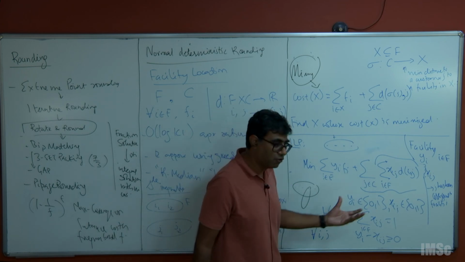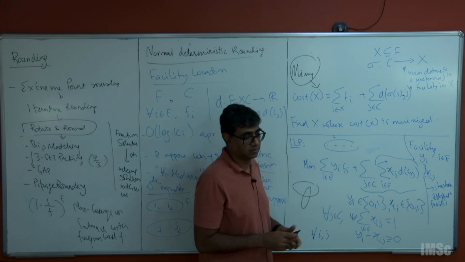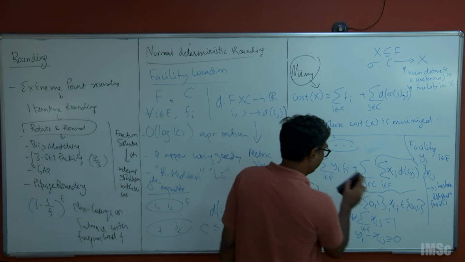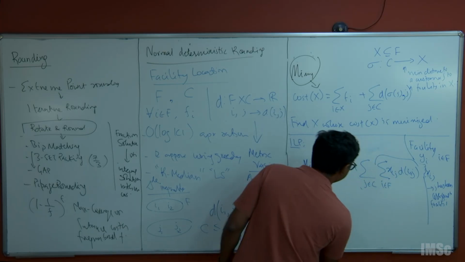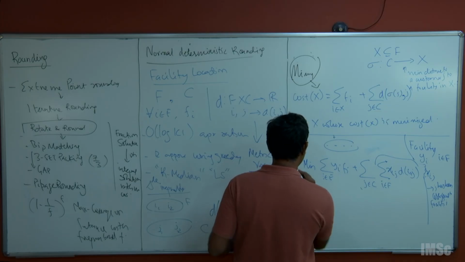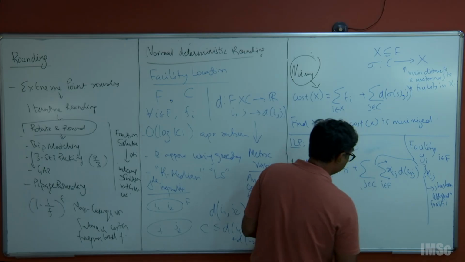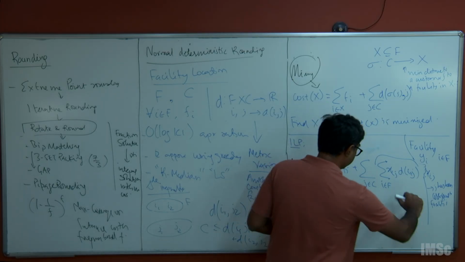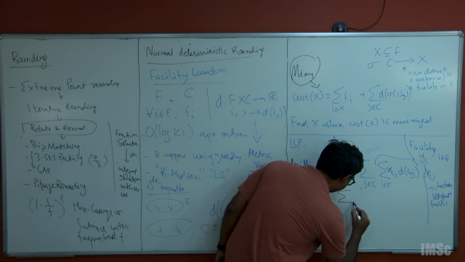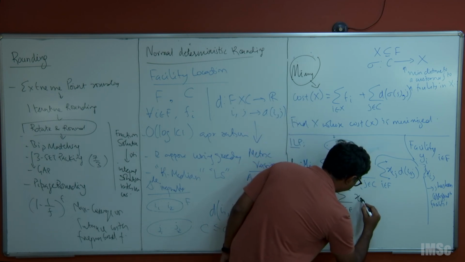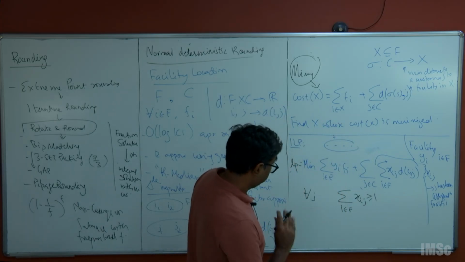Now if I allow you more than this, what will be an LP solution? This was the integral solution. If I have to write an LP solution, the cost function is this, and I want to minimize it. But we had this extra constraint that for each client j, the sum over i in F of xij was exactly equal to 1. I relax it and say it is at least 1. So this is one constraint.